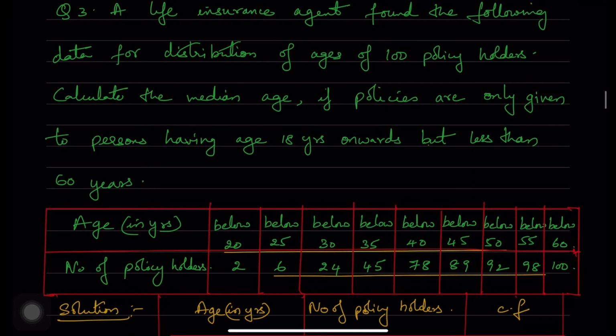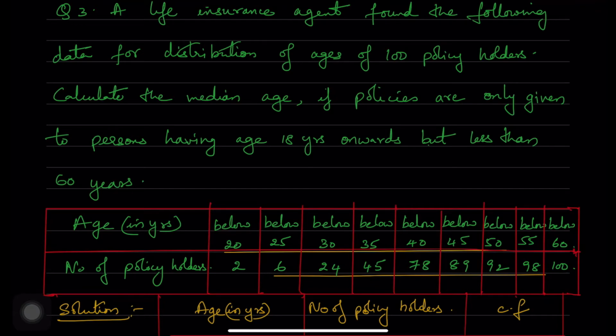Now question 3. A life insurance agent found the following data for distribution of ages of 100 policyholders. Calculate the median age if policies are only given to persons having age 18 years onwards but less than 60 years.